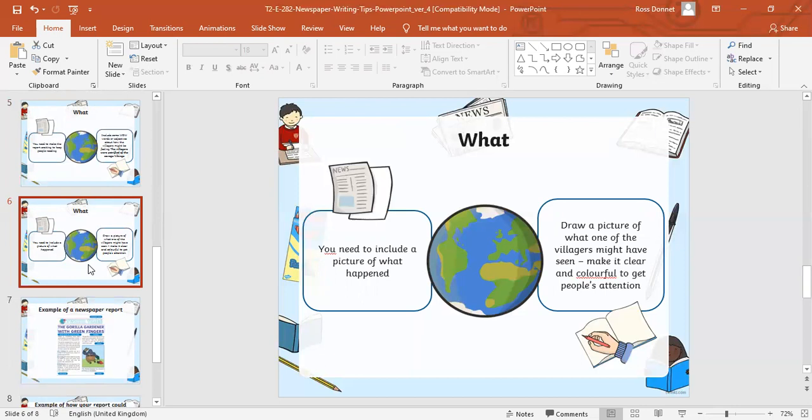Okay, so if you just draw it in black and white, then it's not going to leap off the page. Okay, so you want to make it nice and colourful and clear so that people can see exactly what it is.